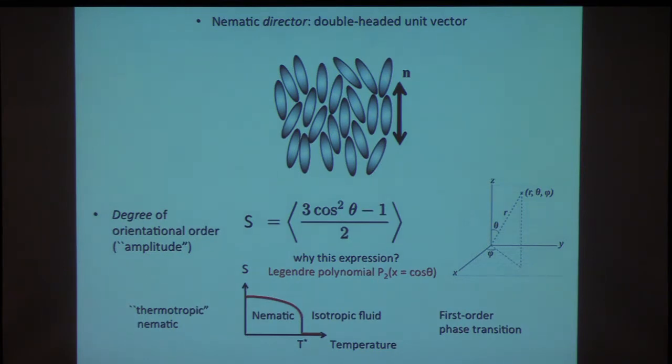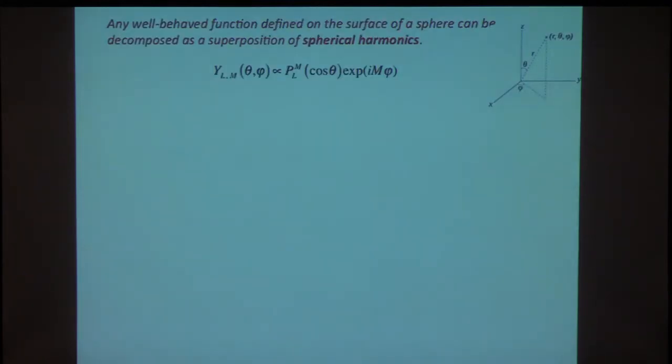Okay. So why does that help? It didn't help me at all when I was first told that this is a Legendre polynomial. Where does it come from? Who dreamed that up? Okay. It's based on a theorem. So this is a mathematical theorem. We're not going to talk about mathematics, but yet there is a particular mathematical object which is going to play a big role in my talk. So here is the theorem. Any well-behaved function defined on the surface of a sphere can be decomposed as a superposition of spherical harmonics.